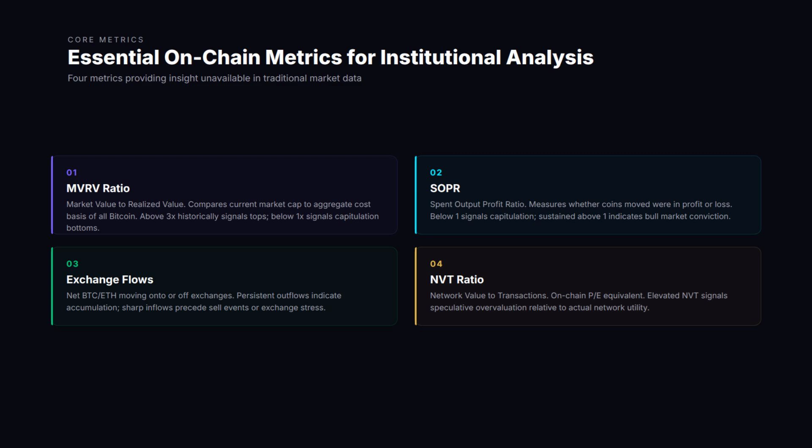SOPR provides a complementary signal at the transaction level. When daily average SOPR drops below 1, it means coins being moved that day were sold at a loss on average. This is a classic capitulation signal. In every major Bitcoin bear market, the bottom was preceded by extended below 1 SOPR periods, eventually followed by a reset as weak hands exit and strong hands accumulate.